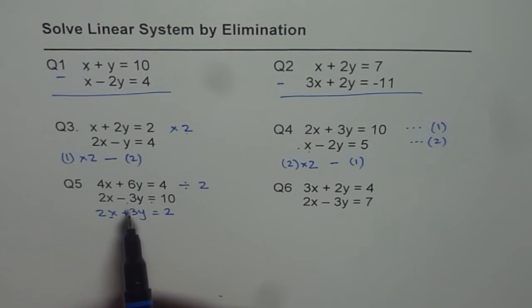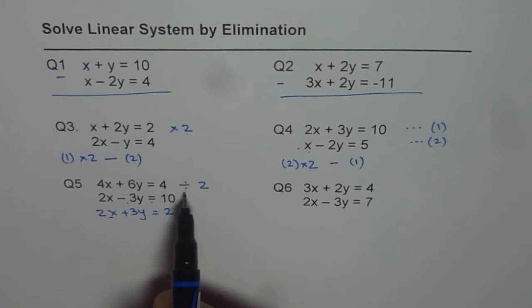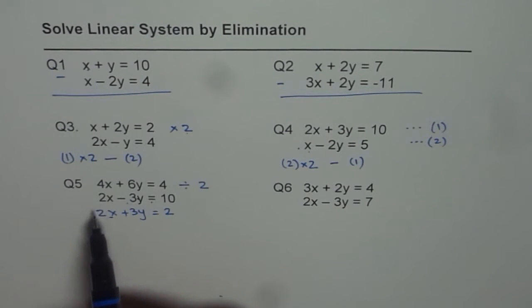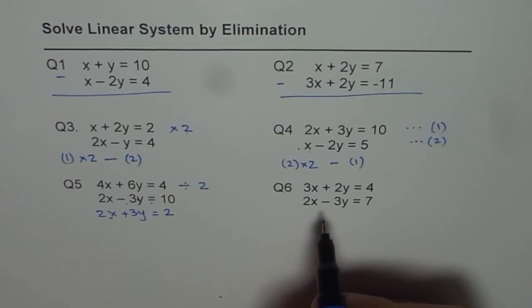So here the strategy is kind of slightly different, but the base is same. That is, you have to multiply or divide your equation so that at least one set has the same coefficient, right? Now let's look into the 6th example.